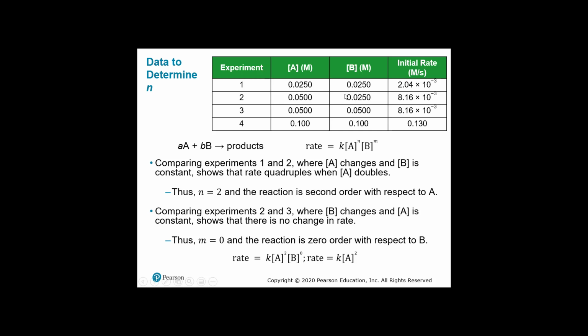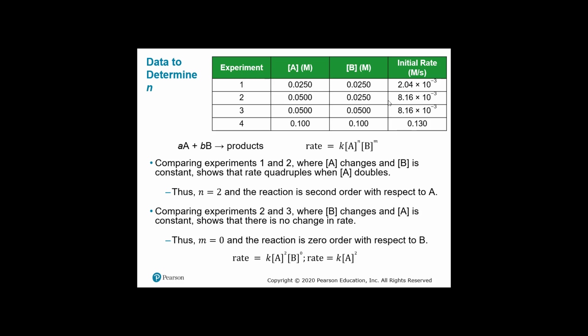It shows the rate quadruples when A doubles. So A doubles, and we should instantly look for a couple things. Did the rate double or did it quadruple? In this case, it quadrupled. So we're actually looking for a second order with respect to A. If you can start seeing this, you don't have to actually work out each problem, but it's not always going to be this easy.